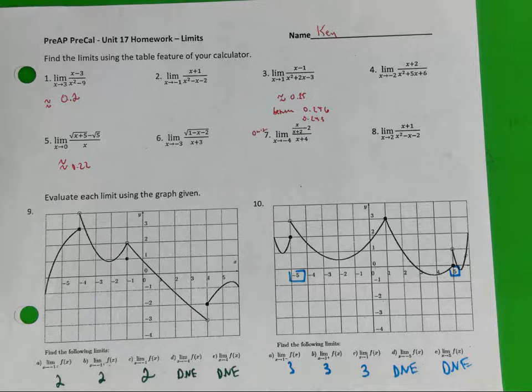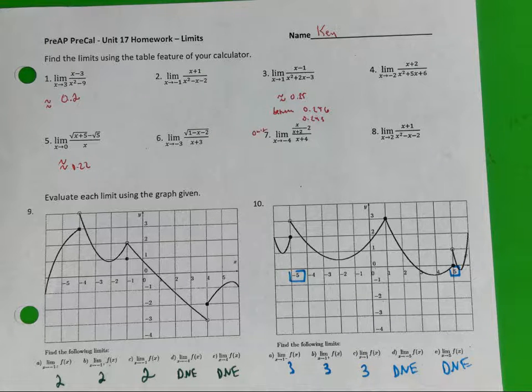A limit. What is a limit in your own terms? It's a value that is approaching, getting close to. It's not the same thing as f of that number. f of that number is the exact answer. A limit is, as x goes to something, the value that the function approaches. Does that make sense? Do you see the difference between those two things?